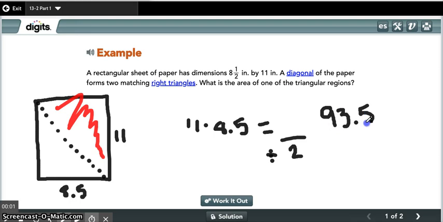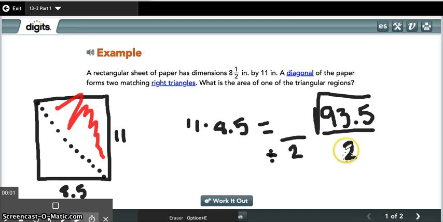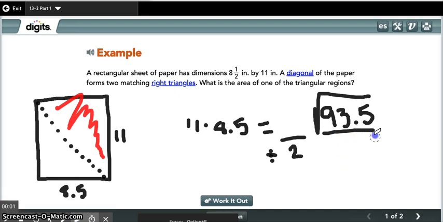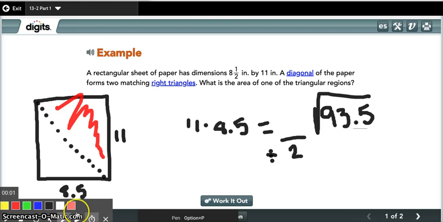But remember, I cut it in half, or the paper that you have with you, you cut in half. We'll need to find half of it. So if we need to find half of 93.5, we need to divide that by 2. So I'm going to do this just by long division here. So let me erase this piece down here. All right, so I need to divide 93.5 by 2.